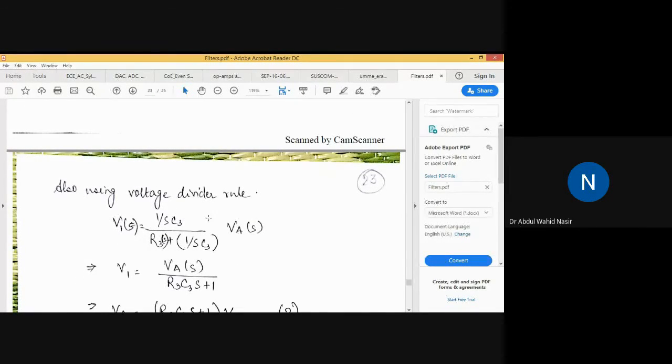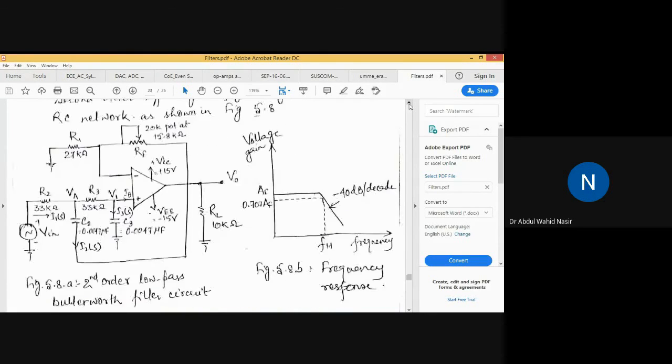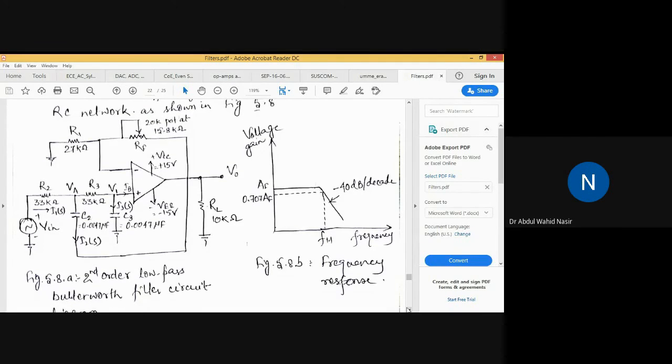Now, using the voltage divider rule, what will be the value at V1? If you consider the voltage at this node to be VA, then the voltage at V1 using the voltage divider rule will be 1 by SC3 divided by R3 plus 1 by SC3 into VA. Clear? Simple equation we are using.